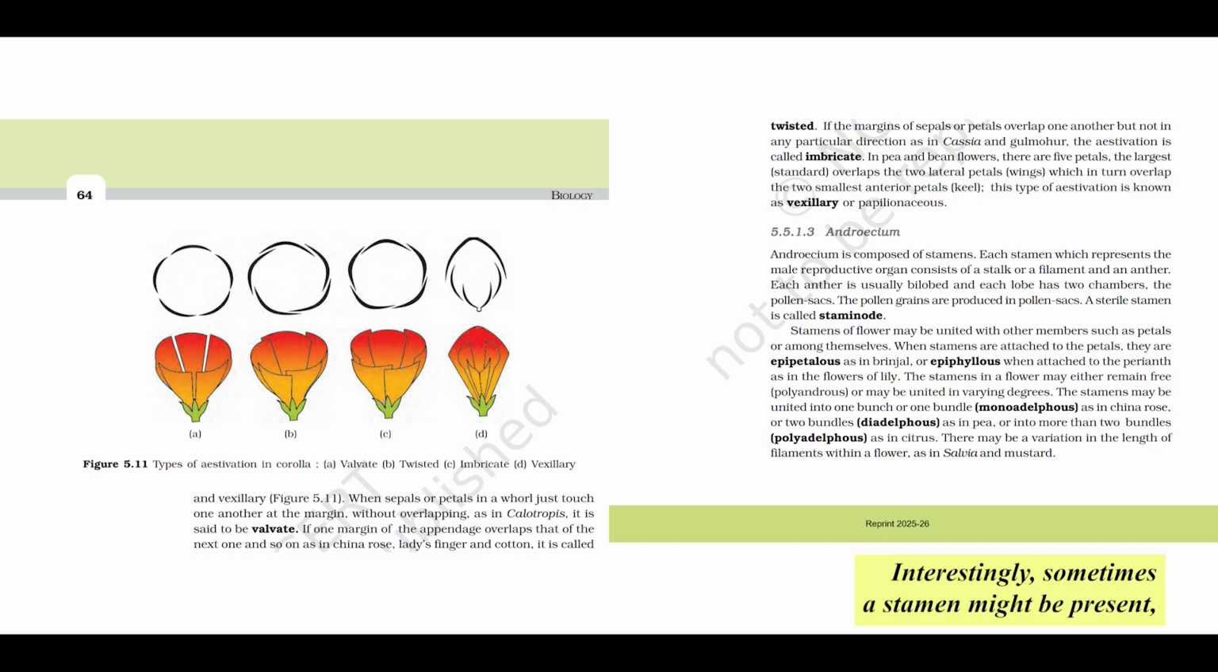Interestingly, sometimes a stamen might be present but sterile, meaning it doesn't produce viable pollen. Such a sterile stamen is termed a staminode. A sterile stamen is a staminode. Okay. Now, stamens can also show interesting attachments to other floral parts, which gives us more terminology.